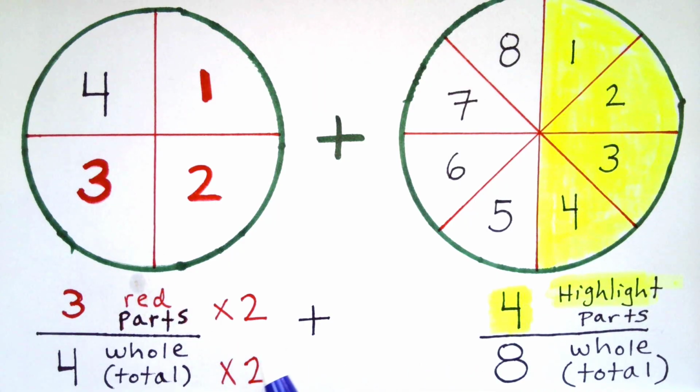But whatever I do on the bottom, I have to do to the top part of the fraction, the numerator, right, or the parts. So I'm going to multiply 3 times 2 to get 6. 4 times 2 is 8. Now our denominator is the same. Now we can add these two fractions.